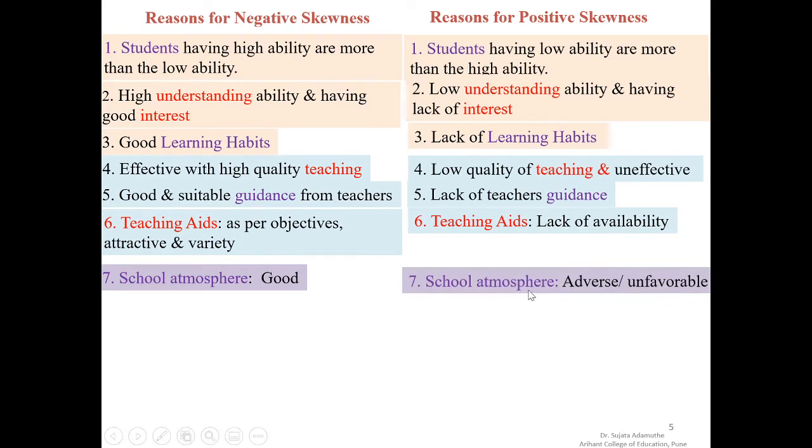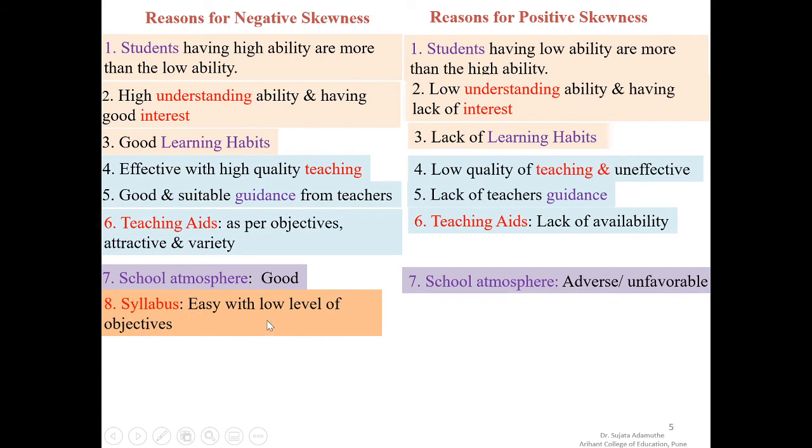And in reverse, if the school atmosphere is adverse or unfavorable for study, that means the proper infrastructure is not there, cleaning is not there, the communication with the students, or the communication between teacher and students is not good, then automatically it affects the students' interest to come to school and to learn, and they will get low scores. If they get low scores, the positive skewness we will observe there.